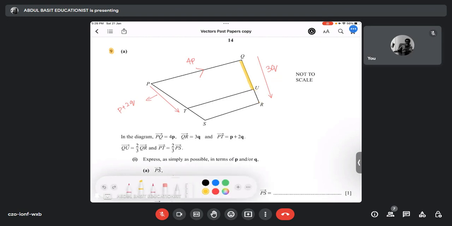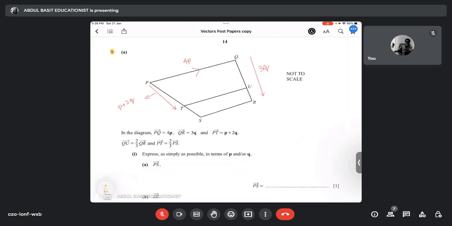Keep this in mind. Then PT is equal to 2 by 3 of PS. So if this is 2 by 3, then that is 1 by 3. Right, Hoor? Yes, sir. Okay, Hoor, now it's your turn. You have to express as simply as possible in terms of p and q. We have to find out P to S.